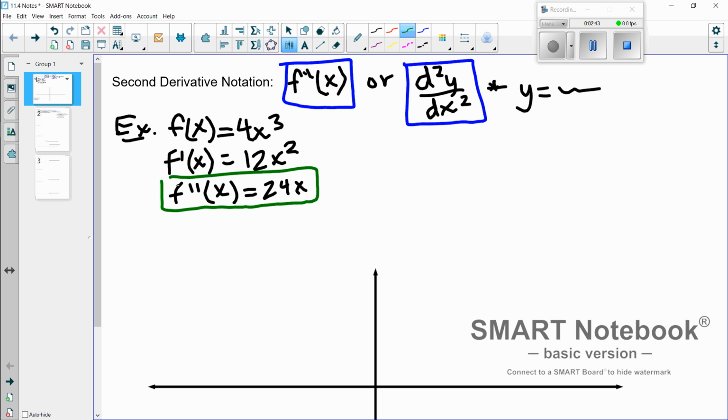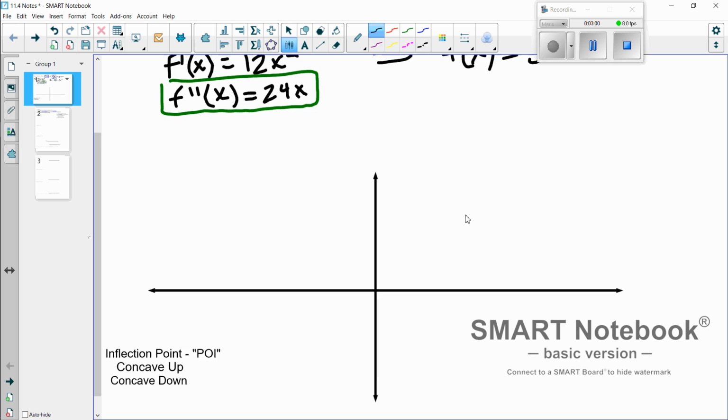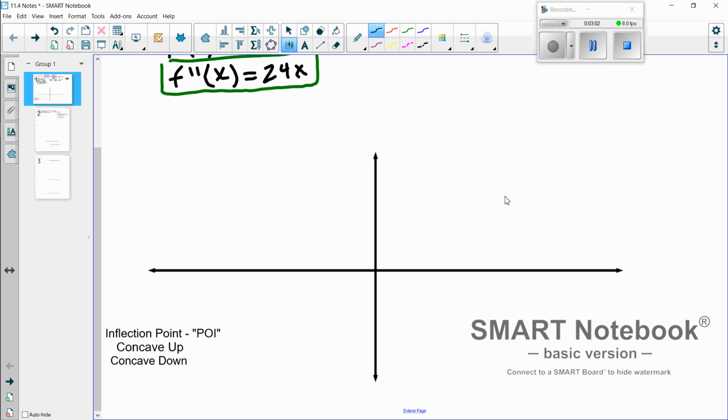And if you want to practice another one, I'll just write another one here. Example, just do f of x equals 5x to the fourth or something. And just try that one out. Pause it here if you want, and get that second derivative. Now, what I do want to show is the graph of the second derivative. So let's get into this.